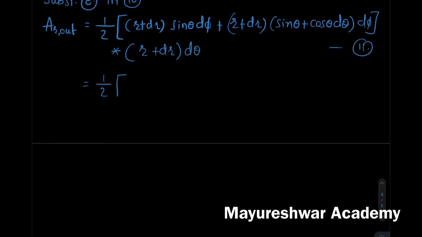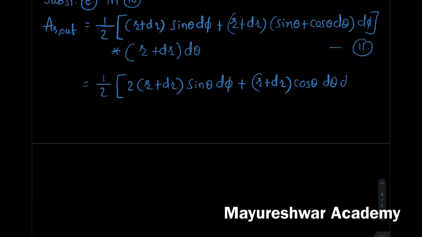So let us try to expand these terms. This will be 2 (r + dr) sine theta d phi, plus dr times (r + dr) cos theta d theta into d phi, multiplied by (r + dr) d theta.